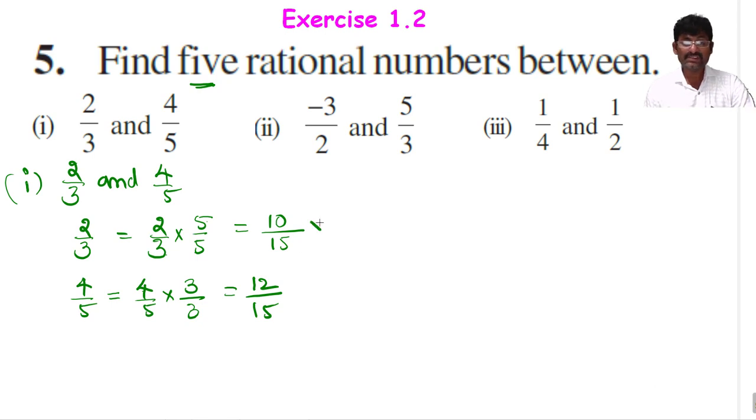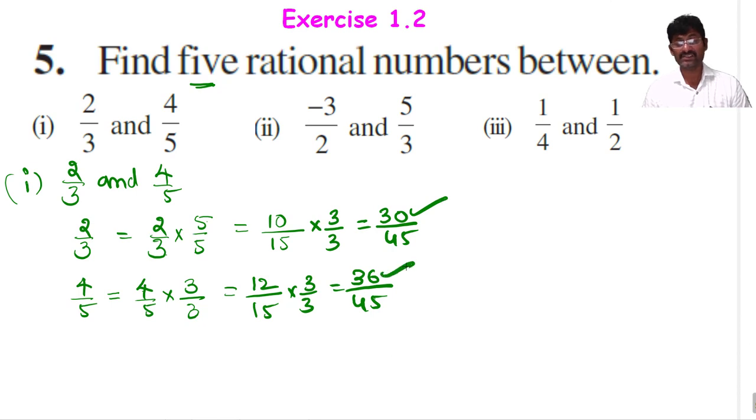Okay, multiply with the 3. So 3 by 3 here, and here also 3 by 3. So 3 by 3 means 10 times 3 is 30 and 15 times 3 is 45. Here in the second number 12 into 3, that is 36, by 15 into 3, 45. You observe the numerators here 30 and 36. Between 30 and 36 we have 31, 32, 33, 34, 35. So we have 5 numbers. Right, okay. So we can write like this.